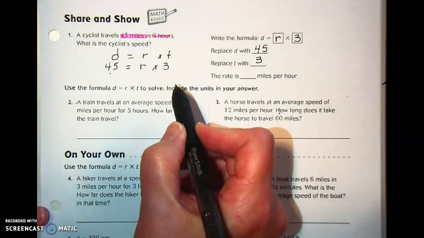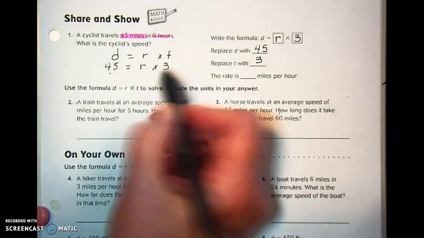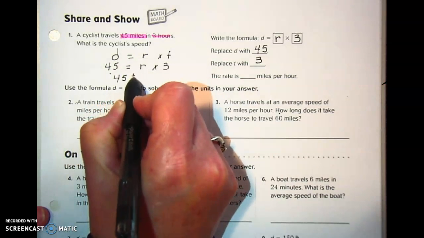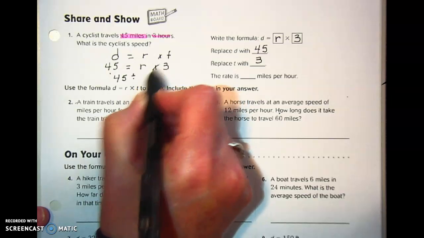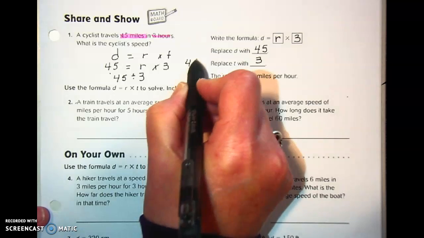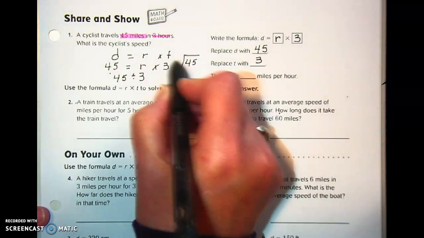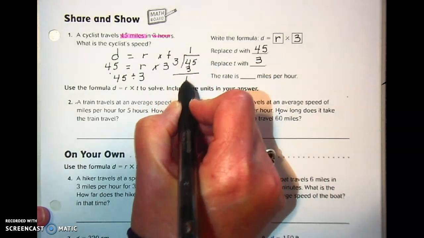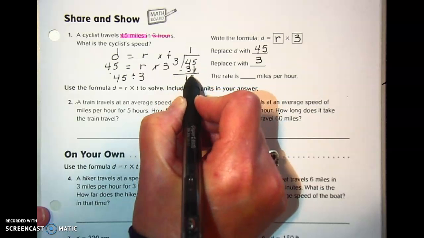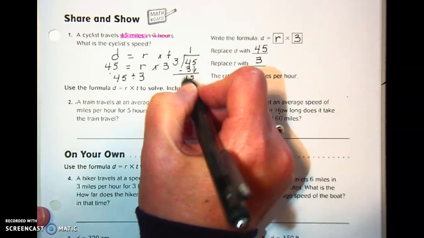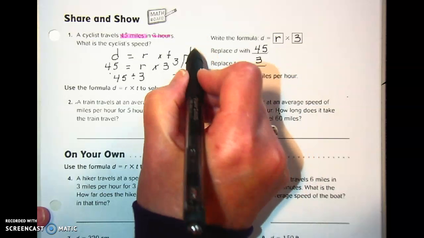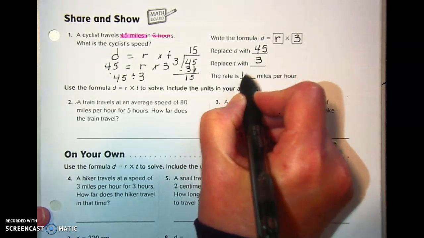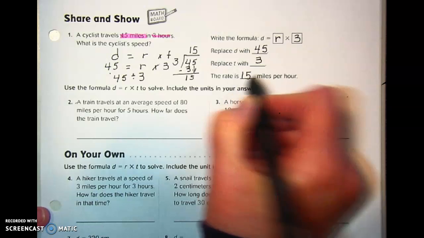So we're going to have to use our inverse operation again. We're going to have 45, and we're going to divide it. We're going to use that inverse operation and multiply by 3. So I'm just going to do that right here. If you need more room, you could go over there. 3 goes into 45 once. We subtract, we get 1. We bring down our 5. And 3 goes into 15 5 times. So the rate is 15 miles per hour.